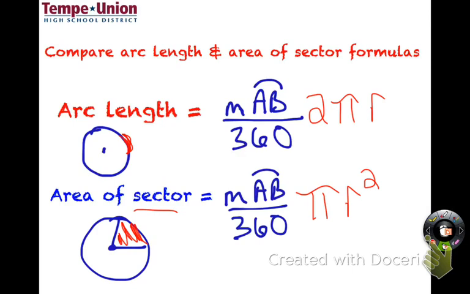So look at how similar they are. All they are is arc length deals with circumference, so it has the 2 pi r. Area of the sector is a fraction of the area of the circle, so that's pi r squared. And then whatever fraction of the circle we want is what goes right in front there. So that's how you can make sense of them and see how they're similar, okay?